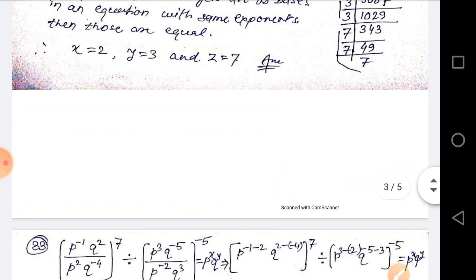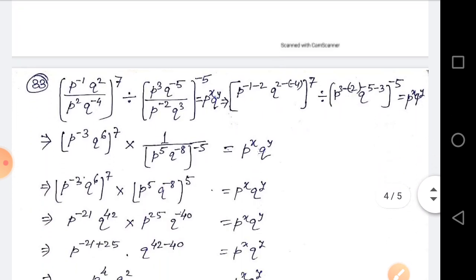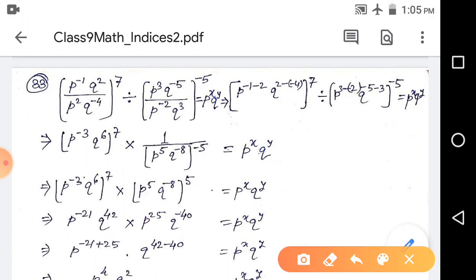Now go to the next question. Question 31, I have told you to solve. If you solve question number 33, then it will help you to solve the previous questions 32 and 31. See this solution. We have (p to the power minus 1, q squared by p squared and q to the power minus 4) whole to the power 7. First, write only for this part.